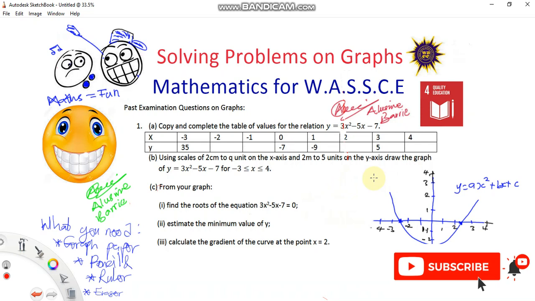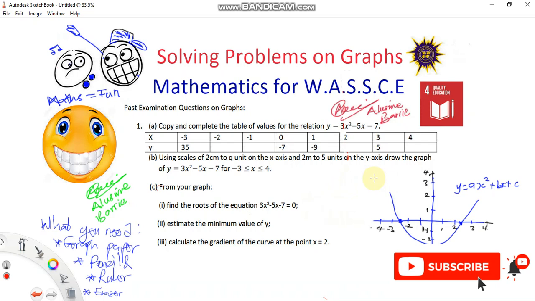Like I say, graphs give you an opportunity to have easy credits in the WASSCE. This is simply because these problems are often very straightforward. They don't require the rigorous maths that other topics will need.